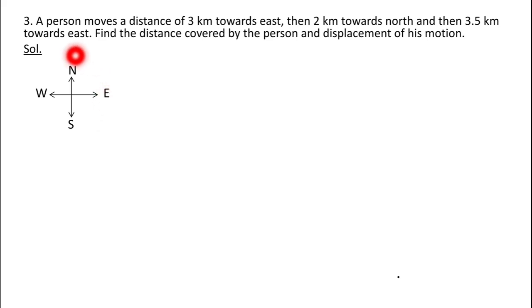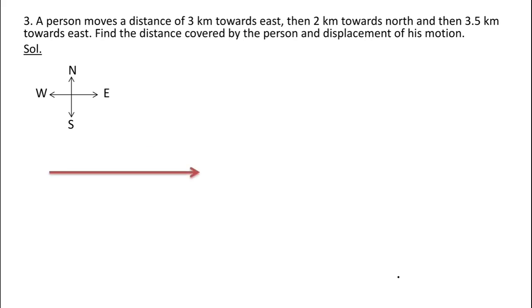Now students, you are well aware of these directions. This is the east direction, this is the north direction, this is the west direction, and this is the south direction. So we will use these directions to draw the position of the person. Let us draw a distance of 3 km towards east.